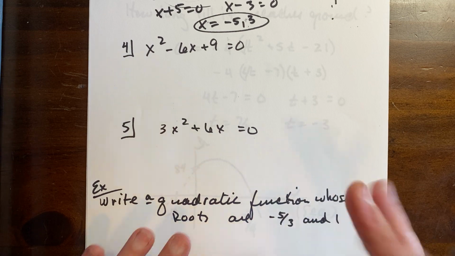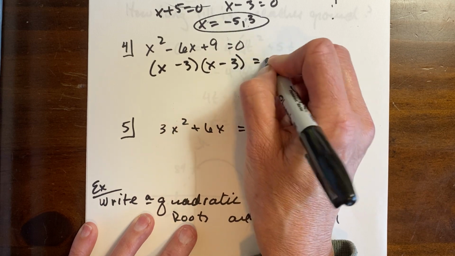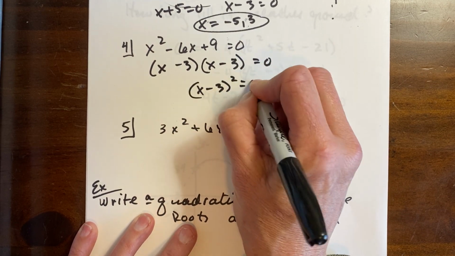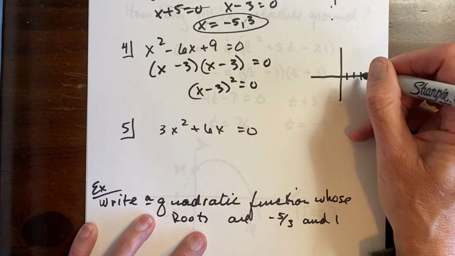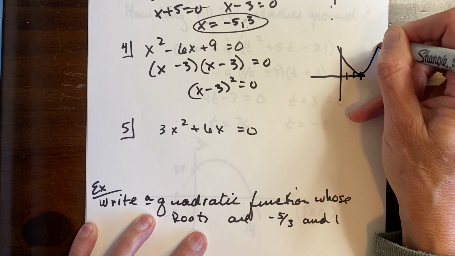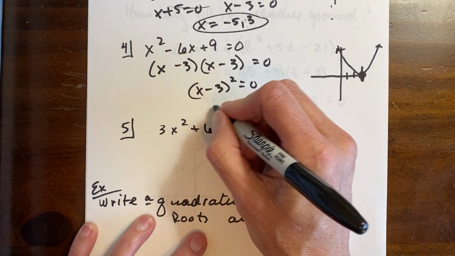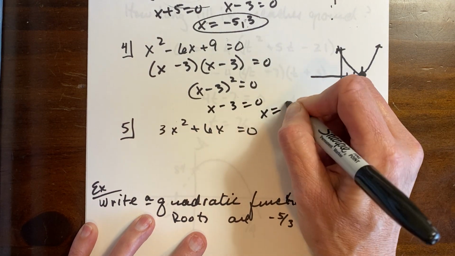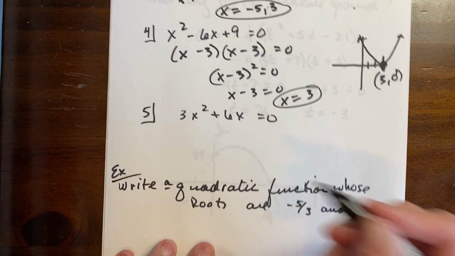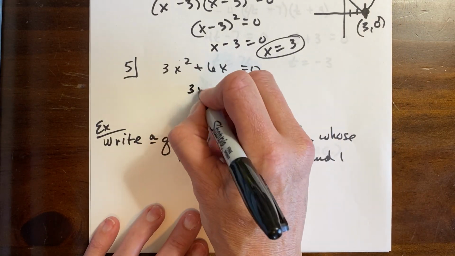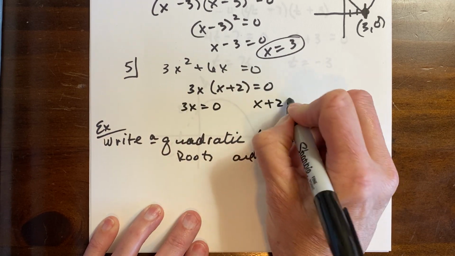Let's find the roots or the solutions to the next one. x minus 3, x minus 3. So I see a quantity squared. If I just consider the graph right now, I see it's been moved over 3 units on the x-axis, and I see it only touches the x-axis at 3. If I set this equal to 0, sure enough, when x is 3, the function is 0. Okay? For number 5, again, we factor out the greatest common factor, and then we set each factor equal to 0.